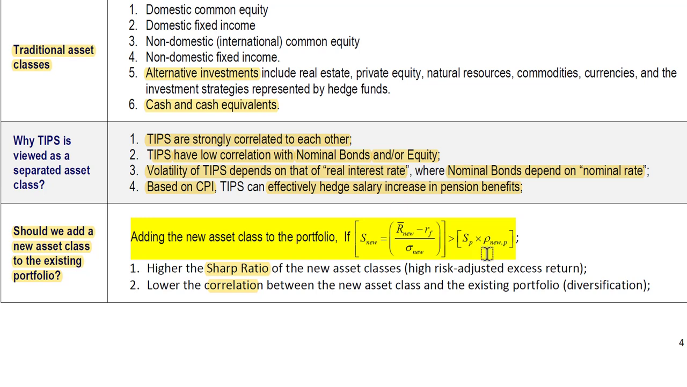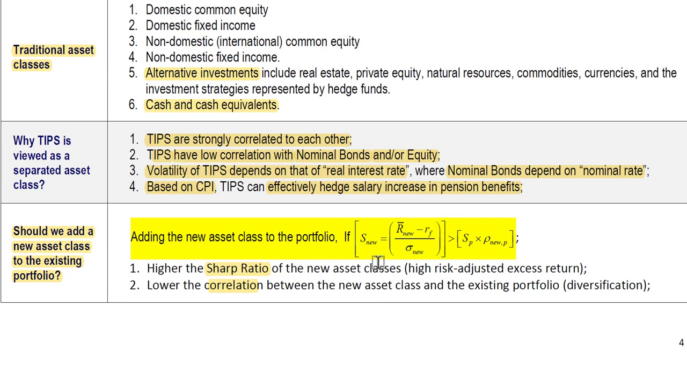So 0.5 over 1 times 1.5 is only 0.75, which is much lower than the 1.2. That means the 1.2 Sharpe ratio from the new asset provides you better risk adjusted return, excess return, than the existing portfolio because that correlation is low. So this is very interesting, right?